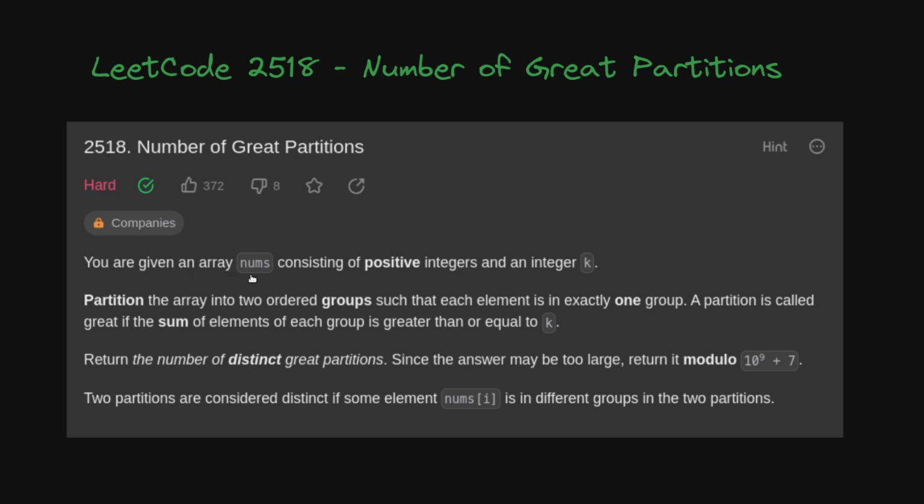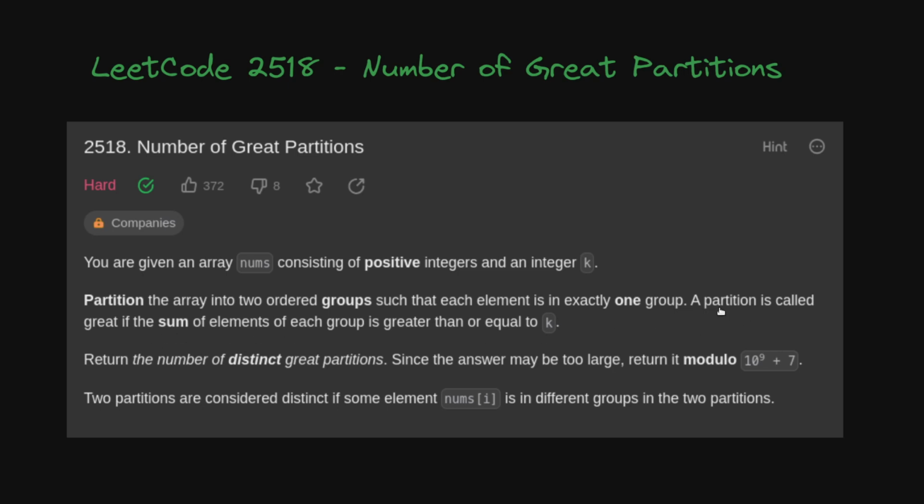You are given an array nums consisting of positive integers and an integer k, and we need to divide the array into two ordered groups, such that each element is in exactly one group. So partition the array into two subsets.